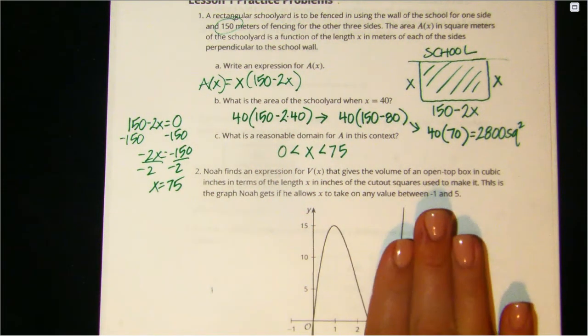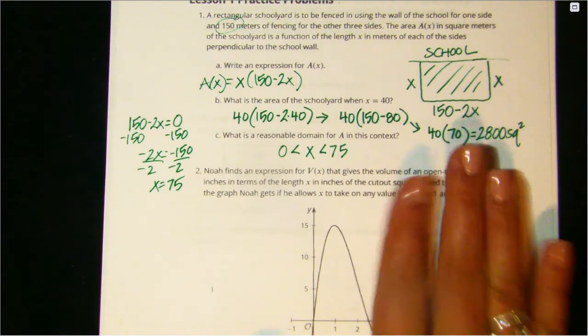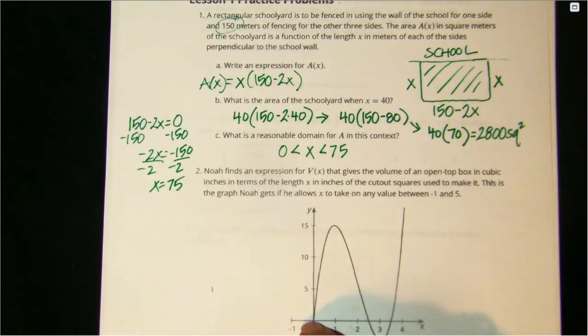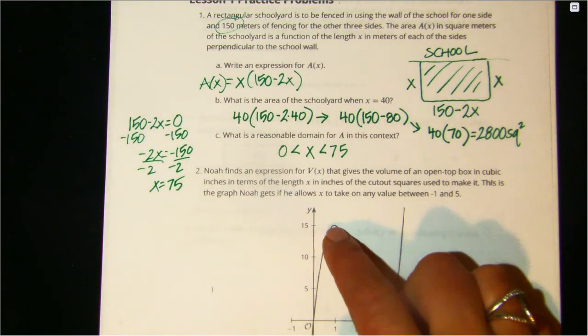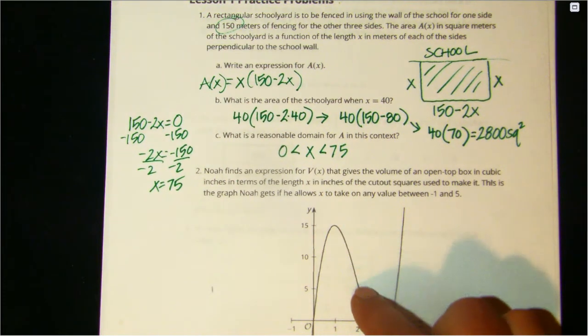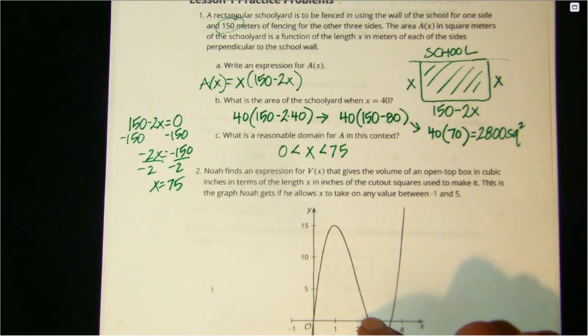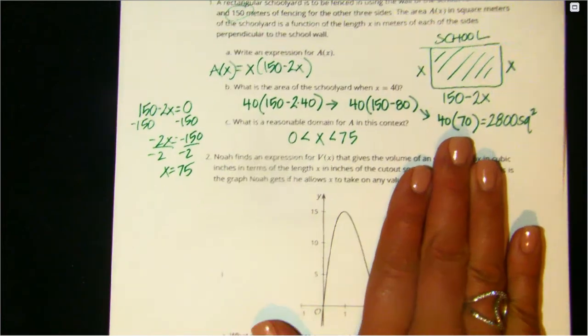This part of it doesn't really make sense, right? It's right here. This is the volume getting bigger and bigger and bigger. There's the max, and then the volume gets smaller and smaller and smaller, and then this model doesn't really make sense anymore, okay?